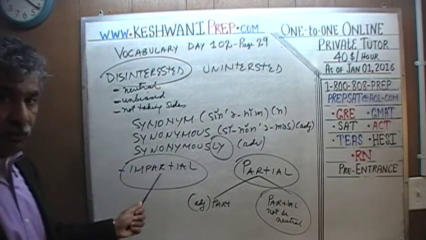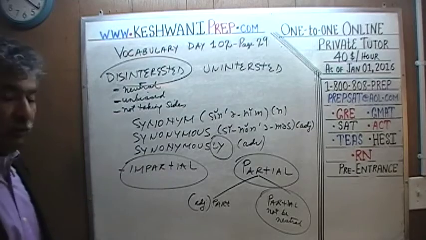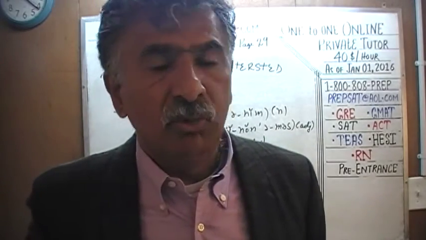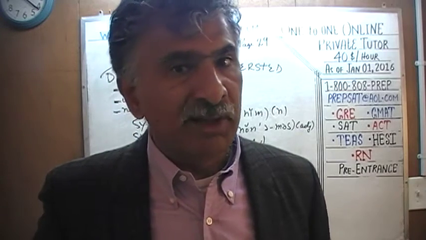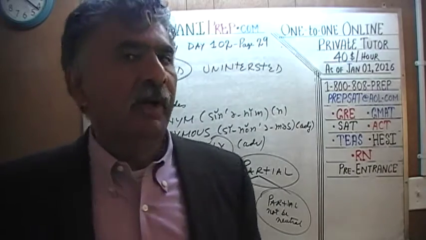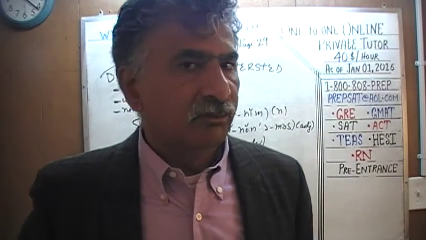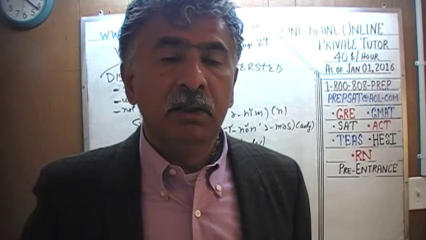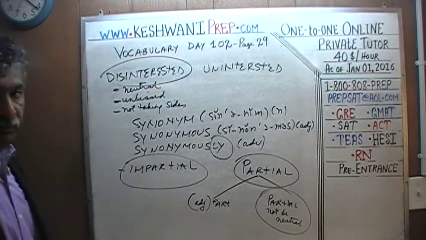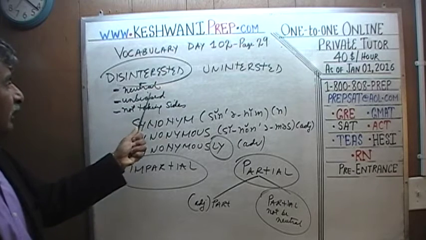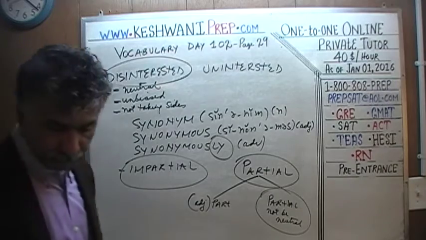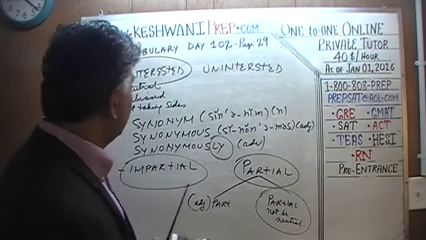Impartial is an adjective. Do you know the noun of it? The noun of impartial would be impartiality. A judge is supposed to show impartiality, neutrality, unbiasedness, disinterestedness. Those are all nouns. He's supposed to show disinterestedness, impartiality, neutrality. I forgot the fourth one I said. Unbiasedness. Those are all nouns.